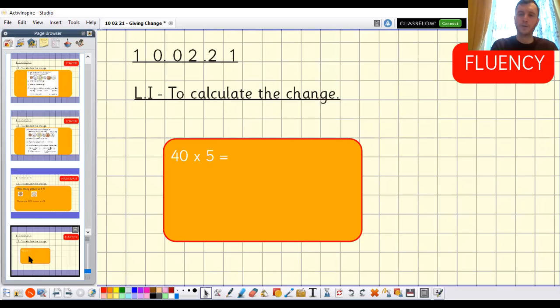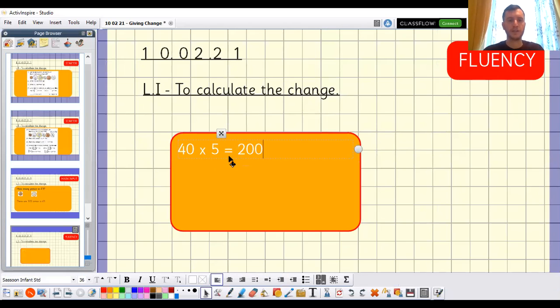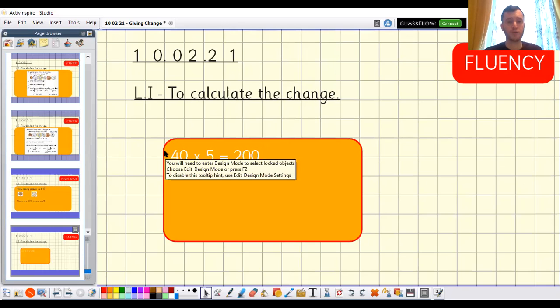Just before we finish today, year 3, I'm quickly going to share our fluency challenge, 40 times 5. Now for this one, I'd be thinking 4 times 5, that's 20. So 40 times 5 is going to be 200. We can use those related facts to help us solve those slightly trickier times tables.